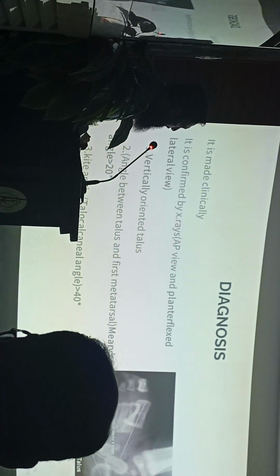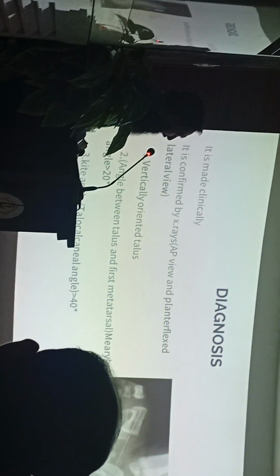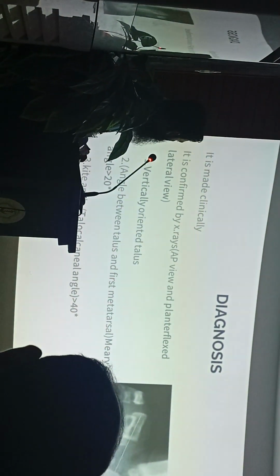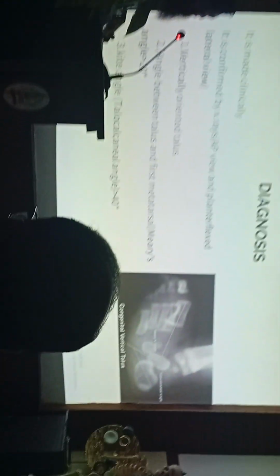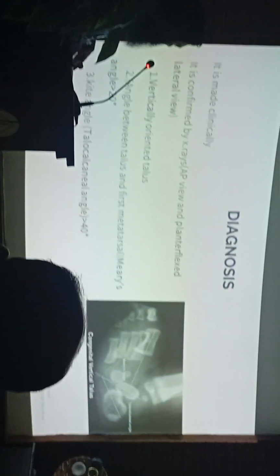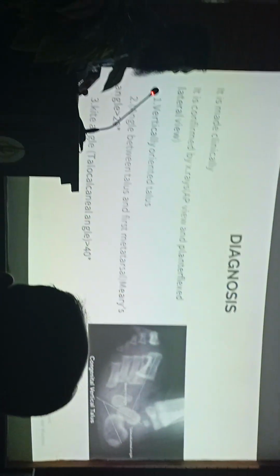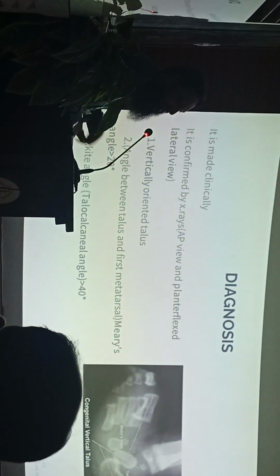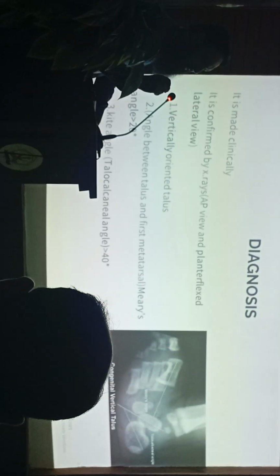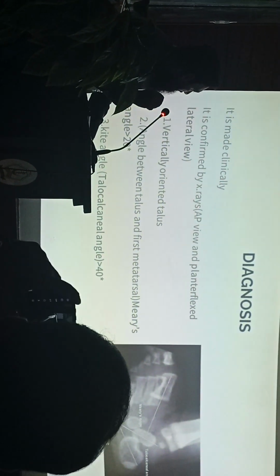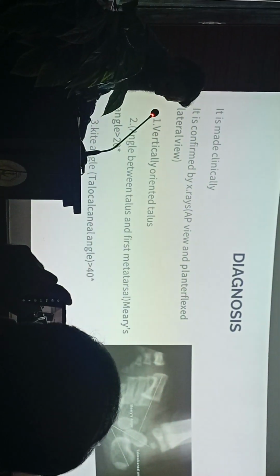This condition is confirmed by X-rays, AP view, and especially the plantar flexion lateral view. You can see on X-ray the talus is vertically oriented, and remember two angles. One angle is called Meary's angle, between the talus and the first metatarsal. If it is more than 20 degrees, then it is congenital vertical talus. The other angle is the Kite angle, between the talus and calcaneum. If it is more than 40 degrees, it indicates congenital vertical talus. Most important is the plantar flexion lateral view. It is diagnostic and is used for confirmation of congenital vertical talus.